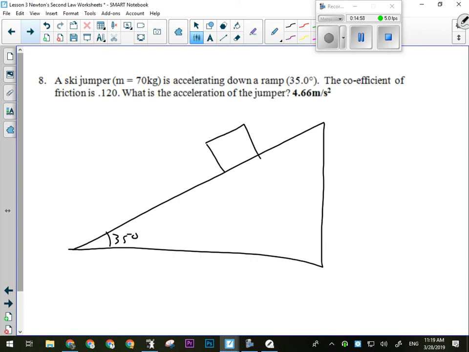Okay, 70 kilograms. Obviously F parallel is pulling down the ramp, and friction is pulling up the ramp. I don't know the magnitude of either one of those, so I'm going to have to calculate them both. All right, calculating F parallel, same as always. So this is FG.